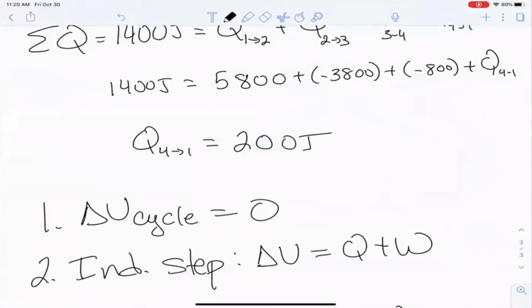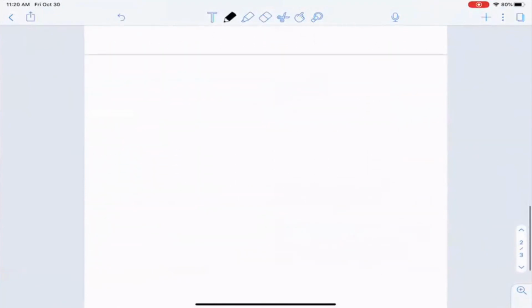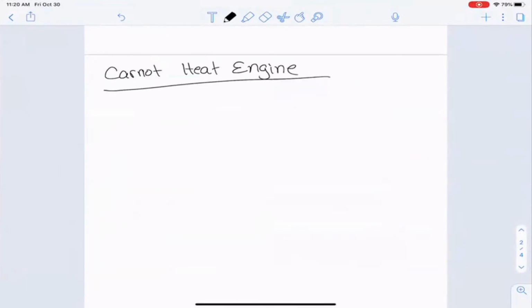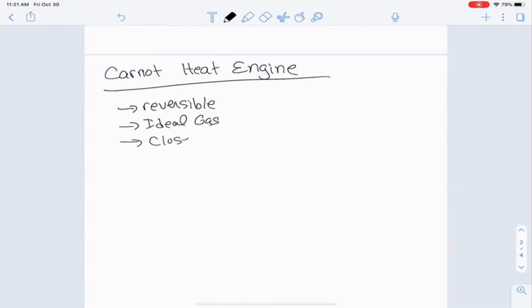All right, if not, then let's talk about the most famous thermochemical cycle, hands down, and that is the Carnot heat engine. The Carnot heat engine is a theoretical construct that cannot be physically replicated. The reason for that is it assumes that it's completely possible to decouple heat and work. So in the Carnot heat engine, we're going to assume essentially every single step is reversible. We're going to assume that we have an ideal gas. We're going to assume that we have a closed system.